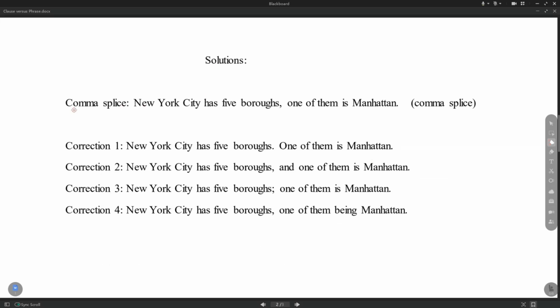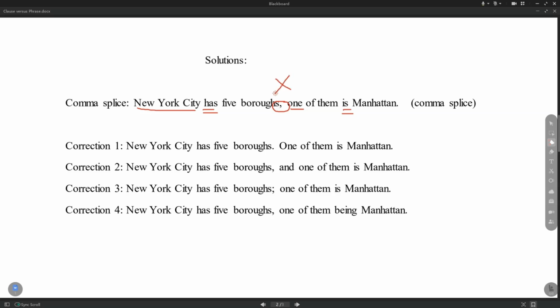Here we have the comma splice. New York City has 5 boroughs, one of them is Manhattan. That's a comma splice. Why? Because we have two clauses joined together with a comma. New York City is the subject, has is the verb. One is the subject here, be verb is the verb. And how did we link them together? With a comma. That's a no-no.